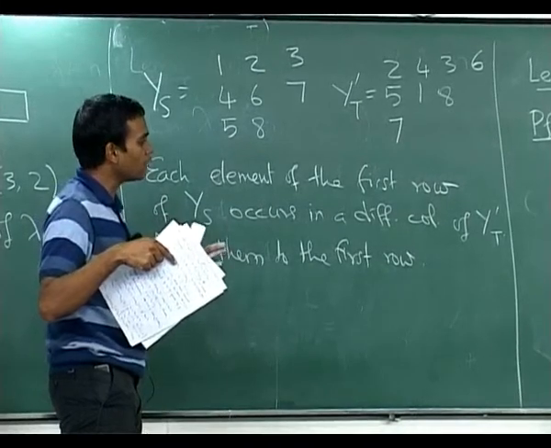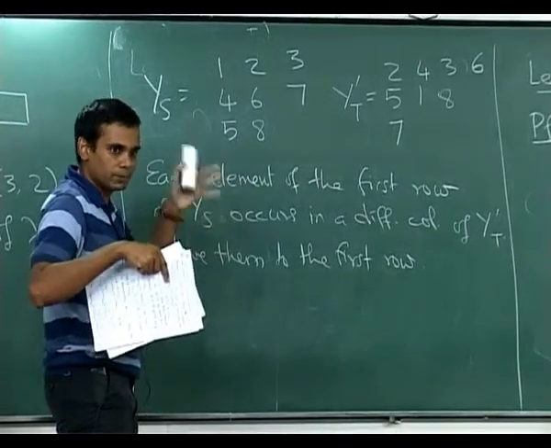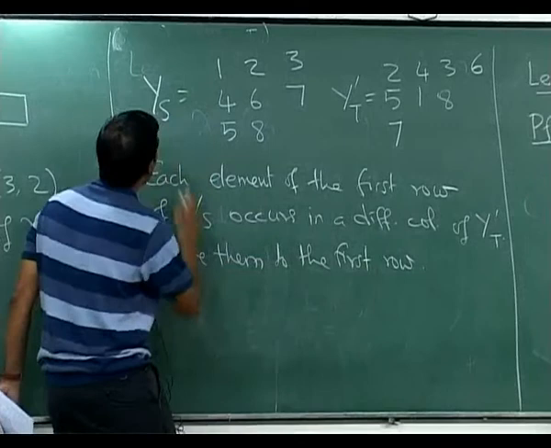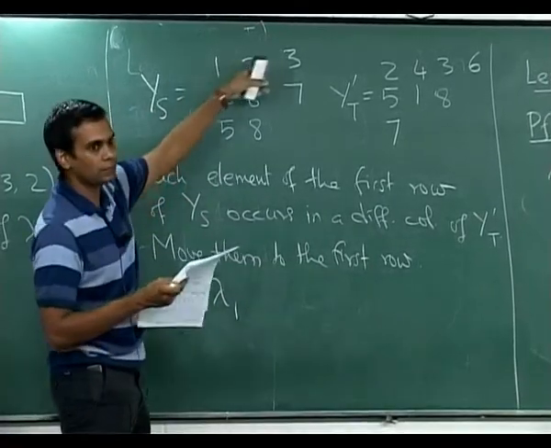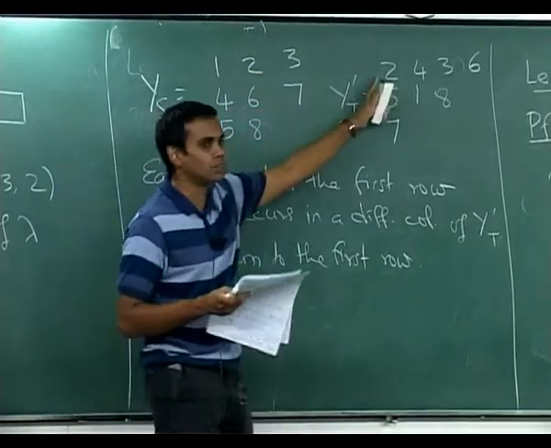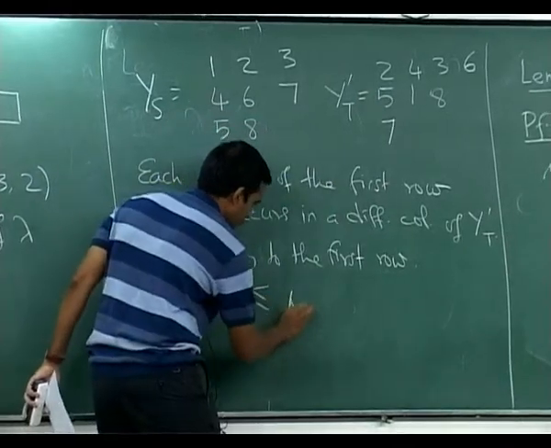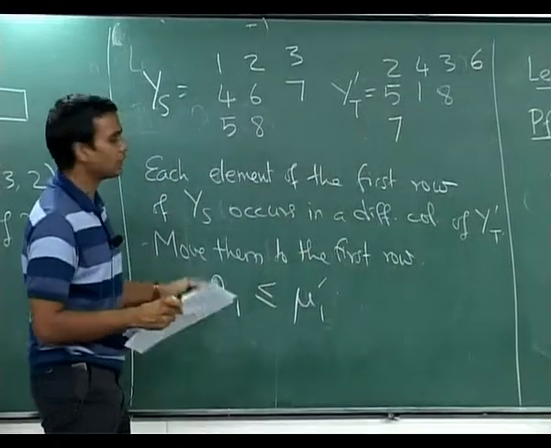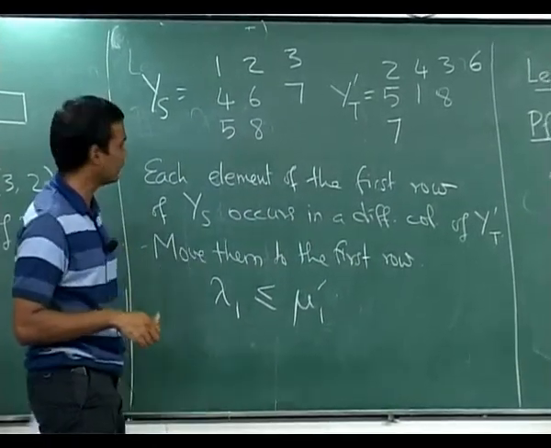What is the shape of Y prime T? It is mu prime because we made the columns the parts of T. So, what this is saying is that lambda 1, which is the number of elements in the first row of this, is less than or equal to the amount of space in the first row of Y prime T. Lambda 1 is less than or equal to mu 1 prime. Good, that is the first of the many conditions we wanted.